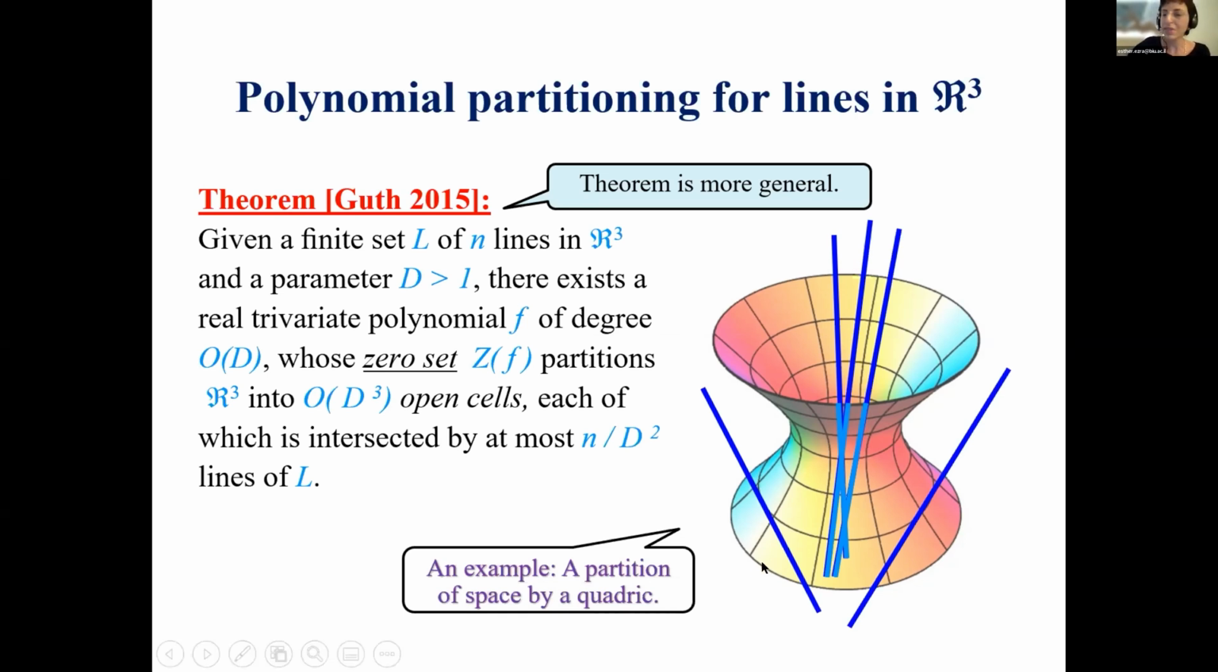And this picture is just an illustration of such a polynomial partitioning. So the zero set in this picture is a quadric. As a matter of fact, this is a hyperboloid of one sheet. And we have 5 lines. 2 of them intersect only the outer exterior, the outer portion, and the remaining 3 of them intersect both the inner and the outer. Okay, so this is Guth's theorem.